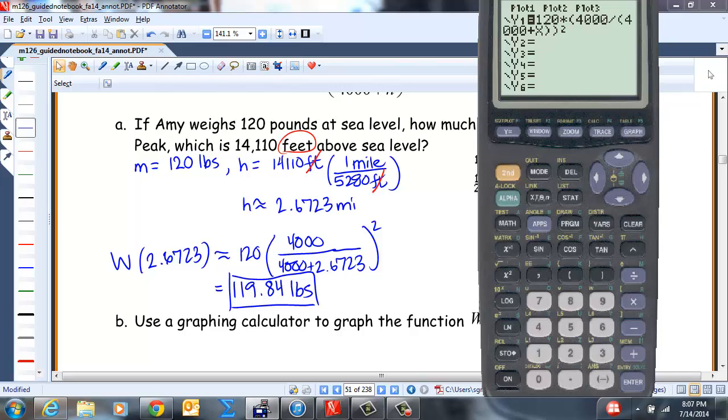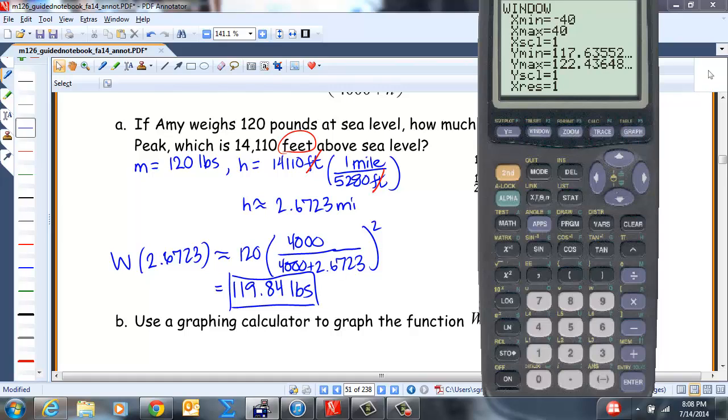and then hit graph. So we held the 120 pounds constant, and so this is the picture we're going to get for this. So let's try a zoom fit. Let's see what we get here. Interesting. Let's do our own scale just to see.